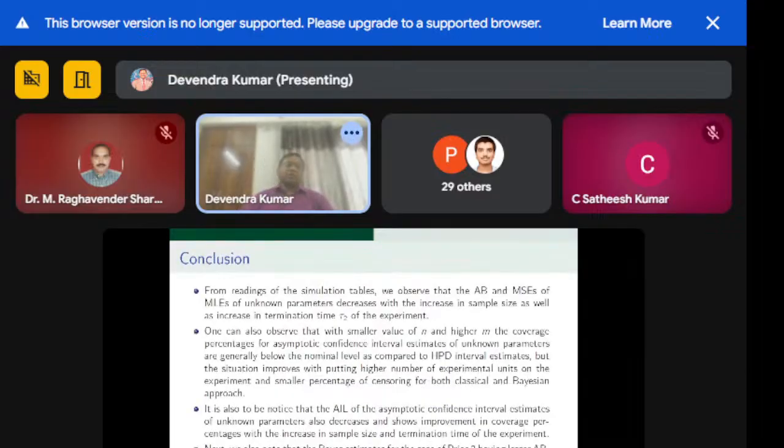And we move to the conclusion. From the simulation table, we observe that the absolute bias and MSEs of the MLE of the unknown parameter decrease with the increase in sample size as well as with the increase in the termination time tau 2 of the experiment.